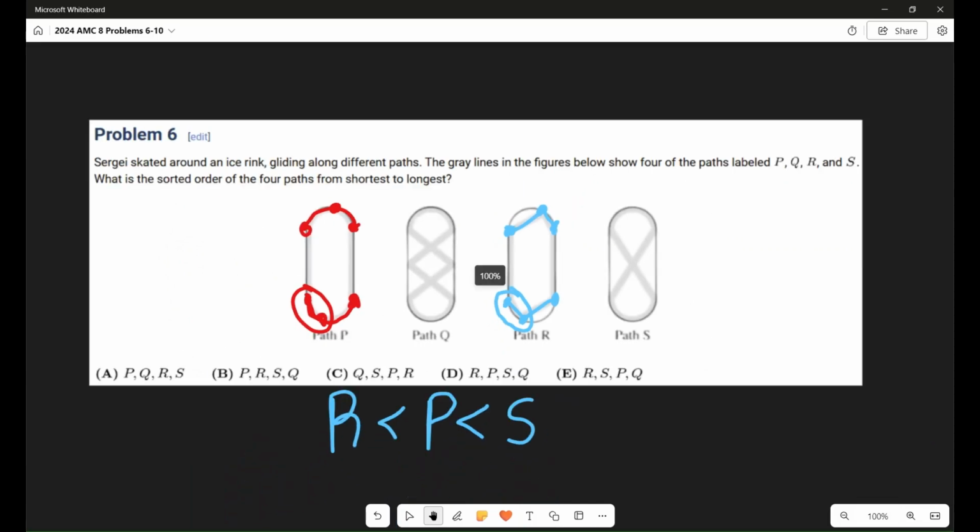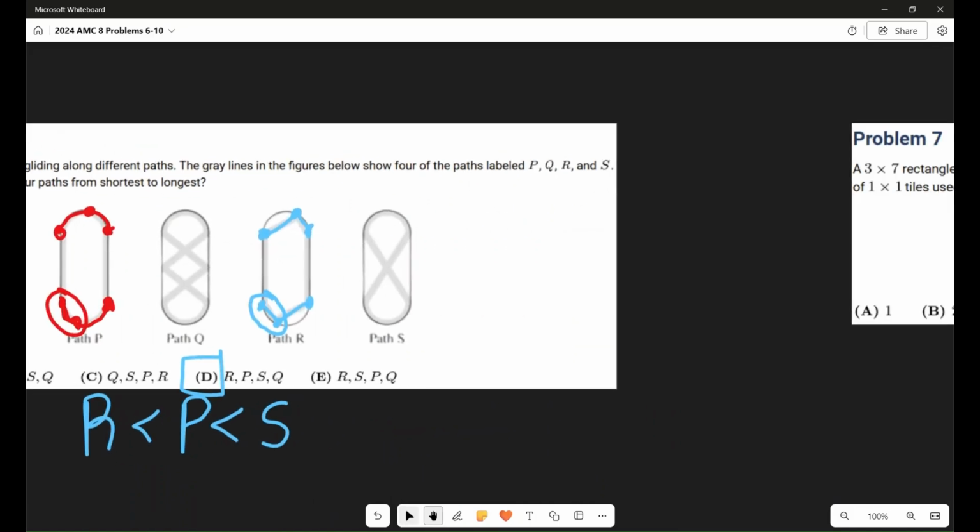Now, we could take a look at path Q and start comparing it to R, P, and S. But we could notice that the only answer choice that has R, P, and S in that order is answer choice D. So we can go ahead, bubble that in, and move on to the next question.